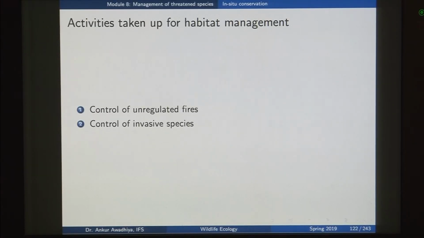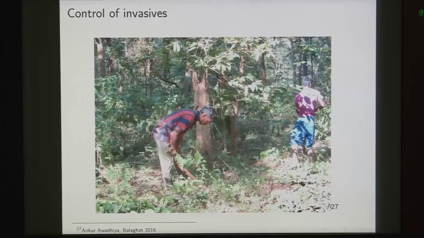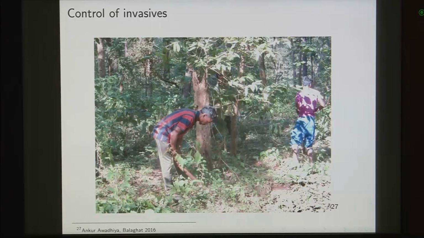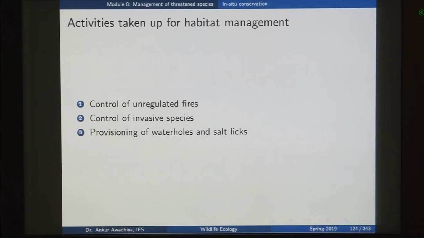Also, another activity is control of invasive species. We make use of local people, and in this case these people are removing the weed species and the invasive species that have come up into our forested areas. Because of these weed species, the grasses are not able to grow, and so the amount of fodder available to the wild animals is less. So, we uproot these species, we remove these species from these areas, so that the habitat becomes much more improved for the wildlife. Another is provisioning of water holes and salt licks.